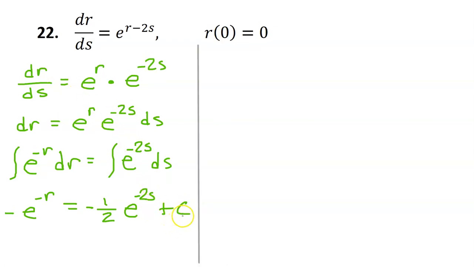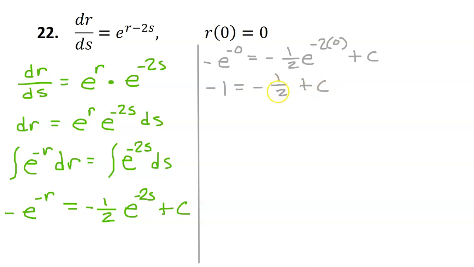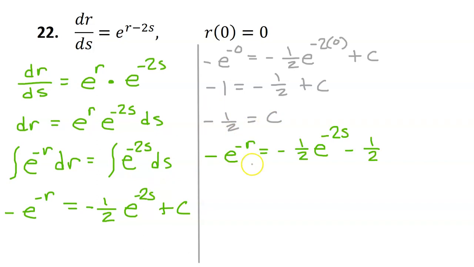It's time to find the value of c by plugging in 0 for s and for r. e to the 0 power is 1, so on the left side I have negative 1. And again, e to the 0 power is 1, so I just have negative 1/2 plus c. Adding 1/2 to both sides of the equation, I get c is equal to negative 1/2. Let's plug that in right here. This is a particular solution that satisfies the initial condition.